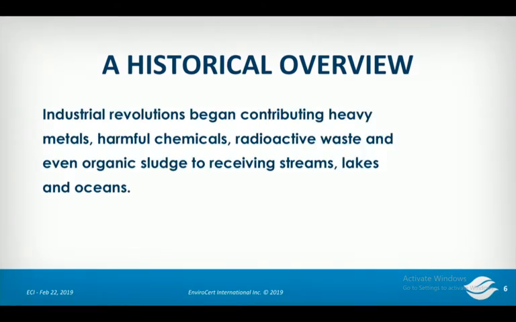As the Industrial Revolution began through the 19th and 20th centuries, you began to see greater contributions to the environment: heavy metals and harmful chemicals, radioactive wastes, and organic sludge contaminating the streams, lakes, and oceans. As civilization progressed, so did industrial and other kinds of activities. The result was the generation of hazardous materials and chemical wastes.